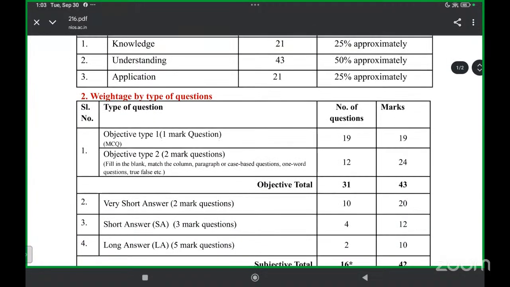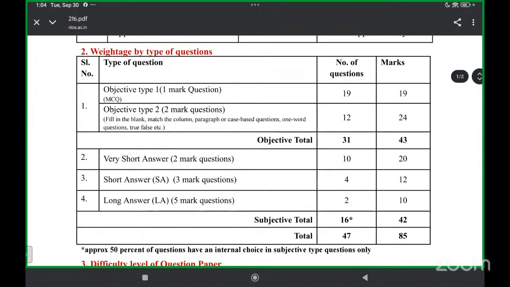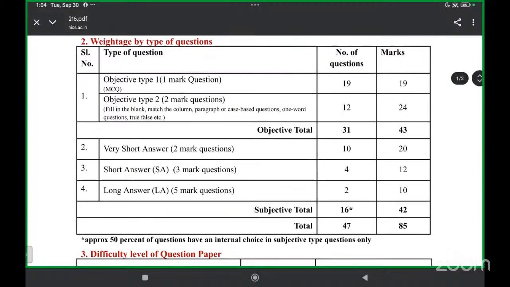Okay, so now in home science, you're having objective type questions, 19 MCQs, one mark each. Then you're having fill in the blanks, match the columns, paragraph or case-based questions, one-word questions, true and false and all. These are of 2 marks each, like one fill in the blank is of 2 marks. So those 12 questions carry 24 marks. So 43 marks of objectives you're going to have.